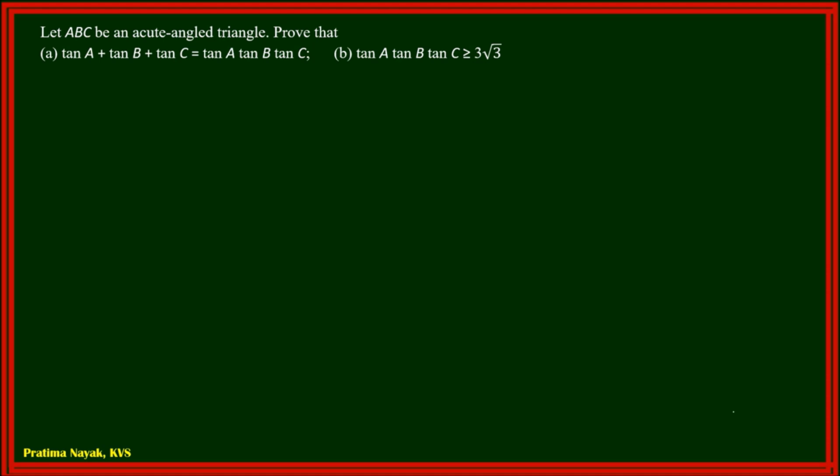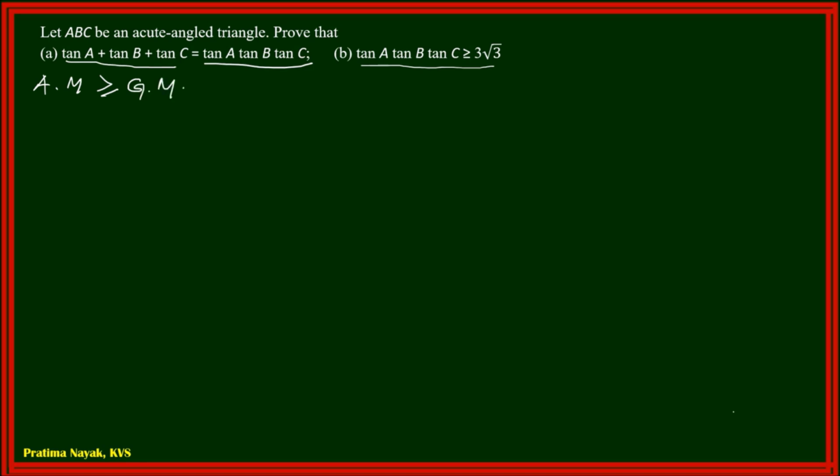So for the second part, we have already proved this. That means for tan A, tan B, tan C, I can replace this one whenever necessary. So here, to prove tan A times tan B times tan C is greater than or equal to 3 times square root 3, I need another formula: the arithmetic mean of numbers is always greater than or equal to their geometric mean.